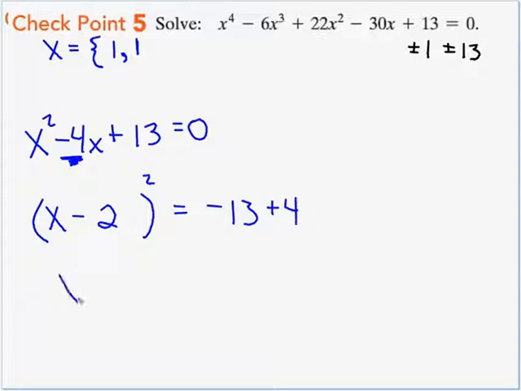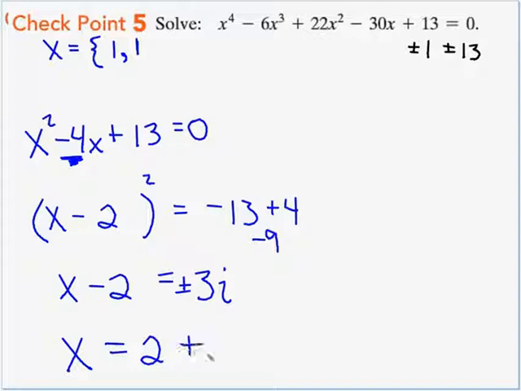So I'm going to square root. On the left will be an x minus 2, equals, here I subtract and get a negative 9 and square root that. The square root of 9 is a 3. Negative comes out as an i, and don't forget the plus and minus. So now we add 2 to both sides: 2 plus and minus 3i. So back up to the solution set, comma, 2 plus 3i, and 2 minus 3i.